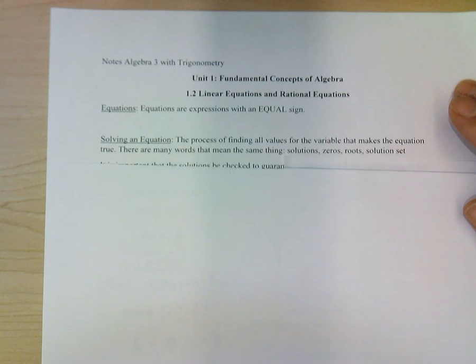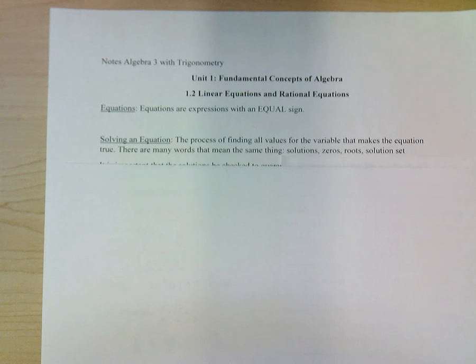In solving an equation, we're trying to find all the values for the variable that make the equation true. The words that can change, you could say solutions, you're looking for zeros, root, solution set, all those words mean the same thing. And it's important that you check your solutions to guarantee accuracy and also verify that it's not an extraneous solution. An extraneous solution means you did the math correct, your number comes out right, but when you plug it back into the equation, it does not work.